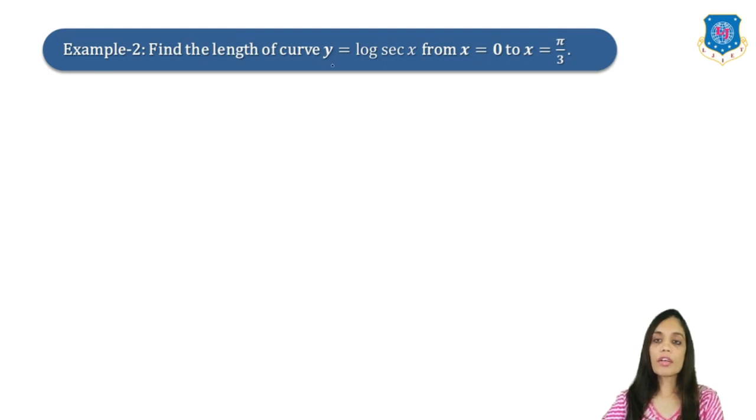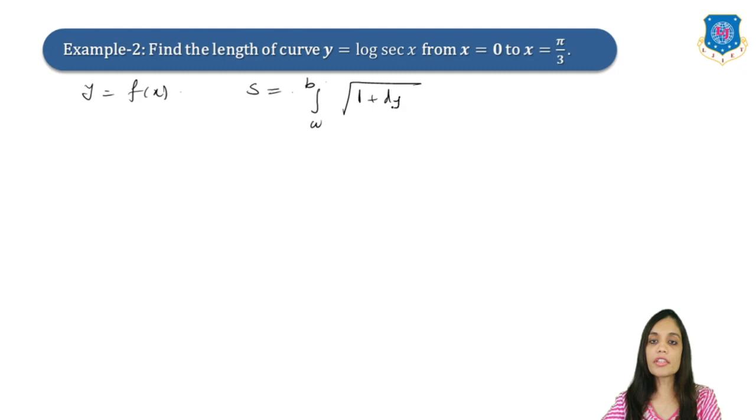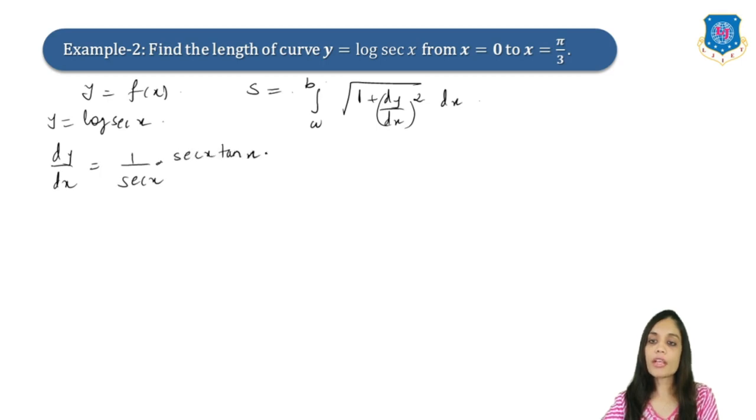So we have to find the length of the curve y is equal to log sec x from x is equal to 0 to x is equal to pi by 3. Now our curve is given in the form y is equal to f of x, right? So the arc length formula is s is equal to integration a to b square root of 1 plus dy by dx whole square dx. Now firstly, we will find dy by dx, where our y is log sec x. Just do the derivative of this. So it will be 1 upon sec x into sec x tan x, right? Now this sec x will get cancelled out, so our dy by dx will be equal to tan x.